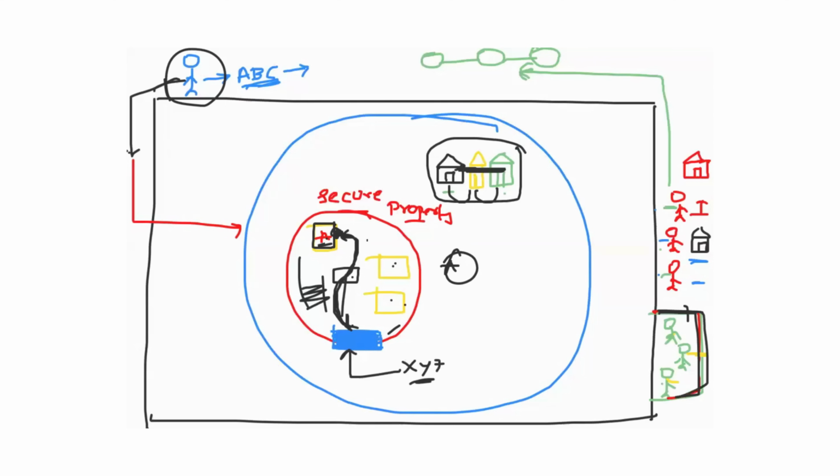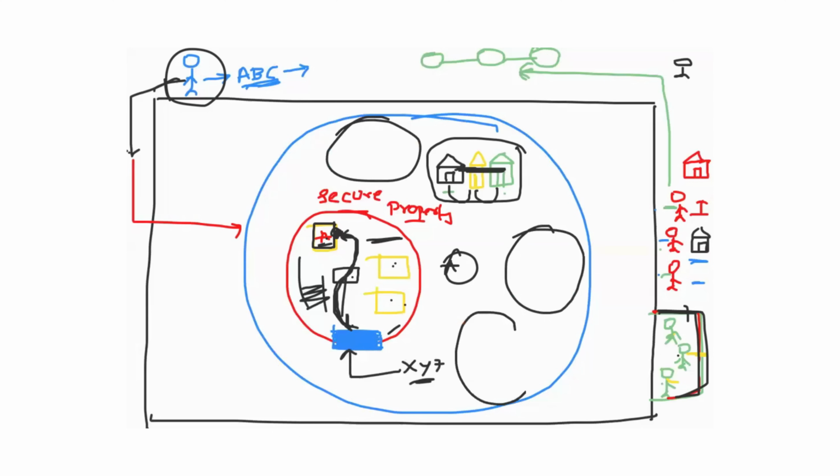Looking at these people, another bunch of people came to him and he built another secure property, another secure property, another secure property. This way he started making his business. Now, why did I explain this story to you people?